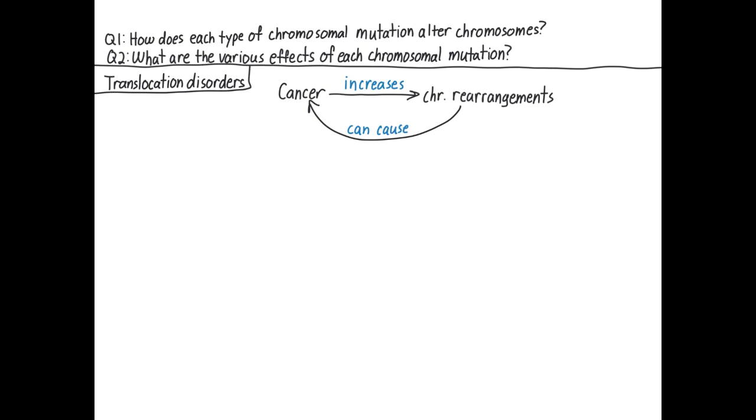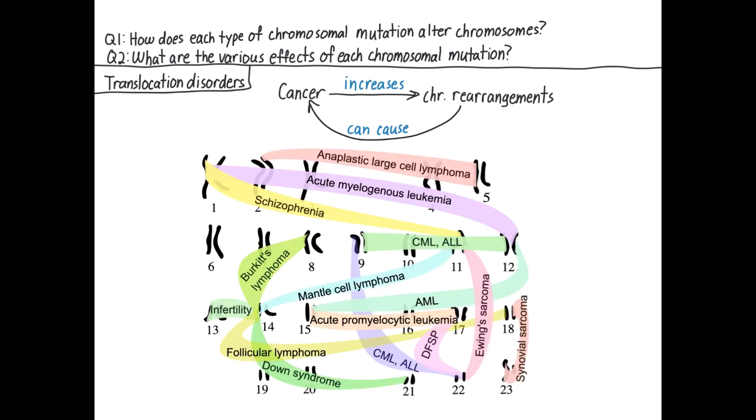That being said, researchers have, to varying degrees of certainty, found that rearrangements, translocations in this figure, cause or are associated with many cancers and other human disorders. We've already mentioned Burkitt's lymphoma and chronic myelogenous leukemia. Even some forms of schizophrenia and infertility are associated with translocations. This concludes our discussion on the 4 types of chromosomal rearrangements. Next, we'll take a look at aneuploidy.